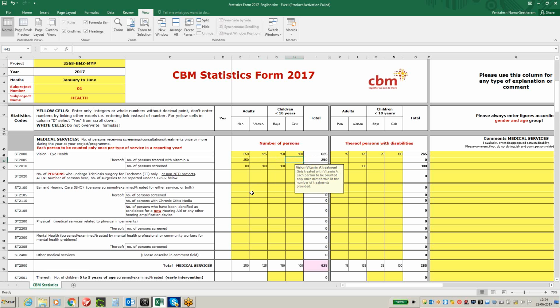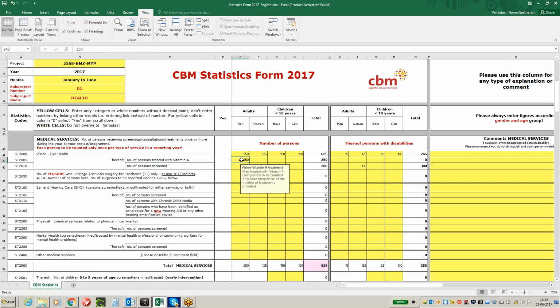Venkatesh, I have a question. We're dealing right now with the Vision Eye Health section. But just above that, it says number of persons receiving screenings, consultations, treatment. Now, why is it that vitamin A is treated as the only treatment? What if a person goes for surgery or gets any other sort of treatment? All the others are in the operations and other things further down. If you come to the next sections, you will see what the types of surgeries and other things are.